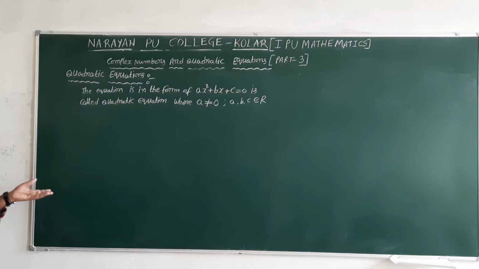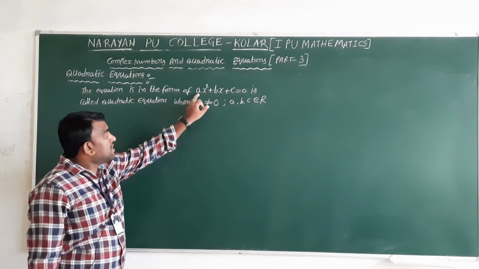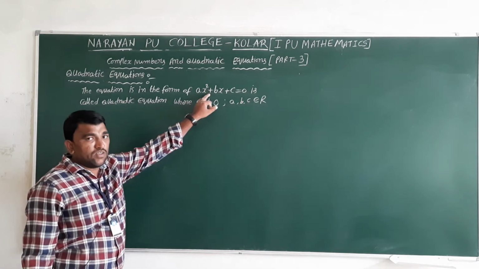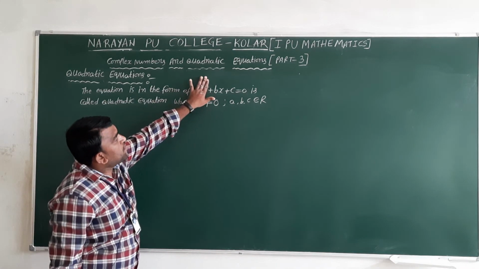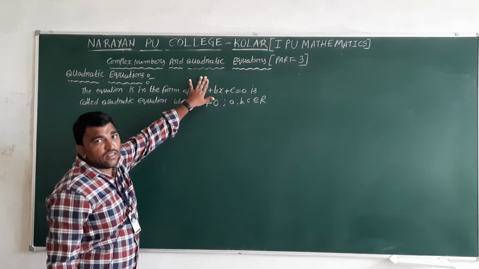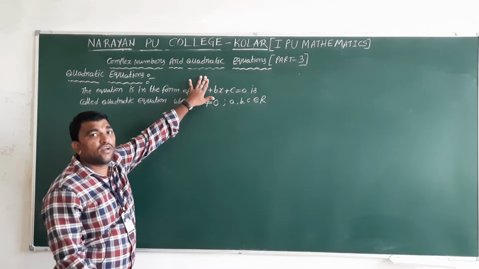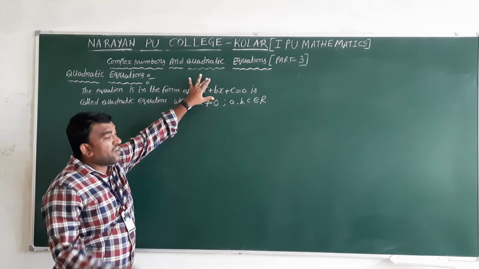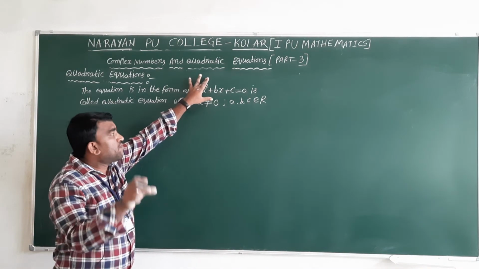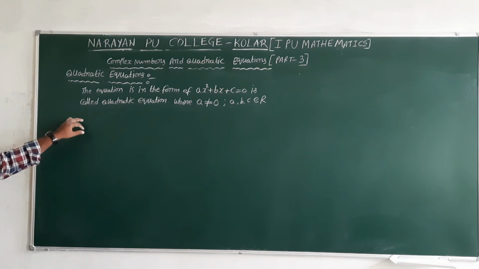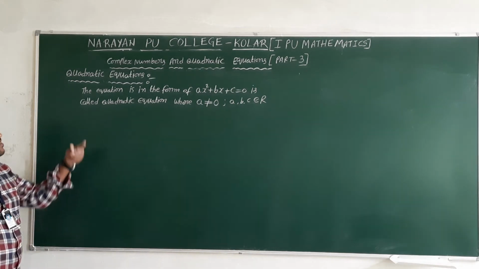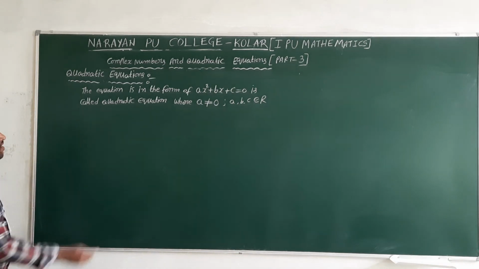Why is it not equal to 0? Here a is the coefficient of x square. Suppose the x square coefficient is 0, it will be eliminated, and bx plus c is a linear function. It's not a quadratic equation. That's why it is compulsory that the x square coefficient must be non-zero. Then only a quadratic equation is defined. So after the definition of quadratic equation, we know how to find the solution of the quadratic equation.